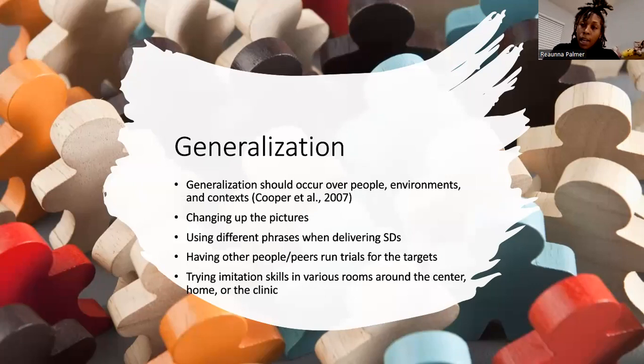We can also generalize by having other people or peers run trials during these DTT sessions. So if you're ever in a room or in a space and you're working with a kid and you want to try to generalize a skill, you can have someone else in the environment ask the learner what you're trying to ask them. Also, trying imitation skills in various rooms around the center, home, or the clinic. These are all different ways that skills can be generalized.